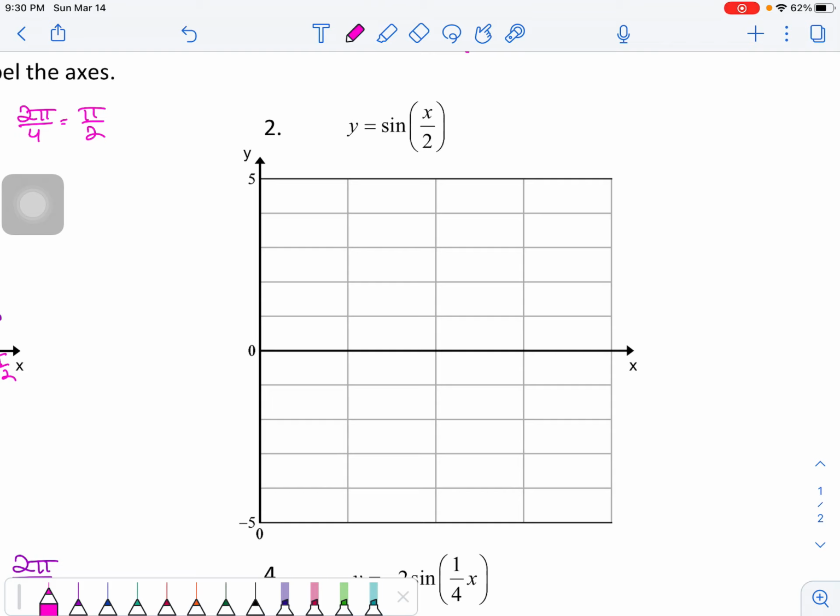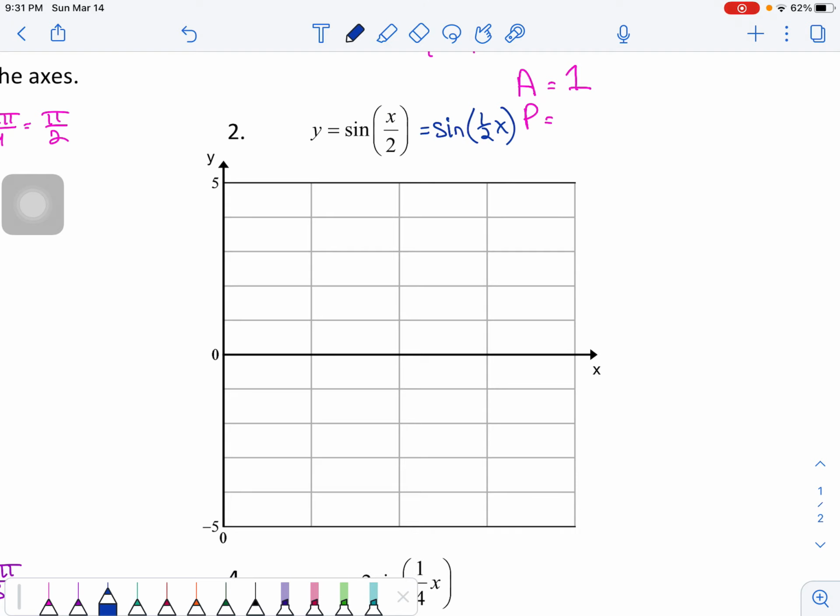I still want to identify the amplitude and the period. Amplitude is pretty straightforward. It's a 1. Period's a little bit not as straightforward. Now, it might help you if you can't quite figure out what the coefficient of x is, because by the way, it's not 2. If you can't quite figure it out, it might help you to rewrite this as sine of 1/2 x, and that might give you the hint, maybe.